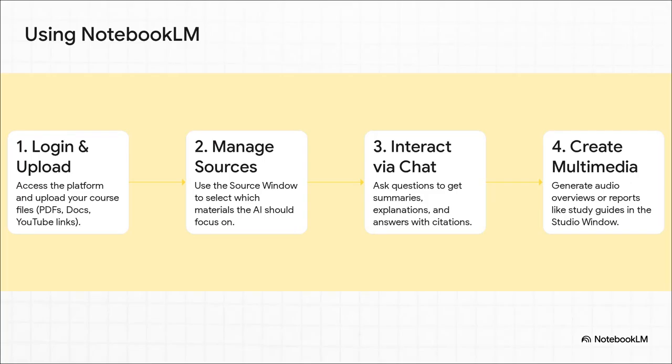So how does it actually work? It's way simpler than you might think. First, you just log in and upload your files, your PDFs, your documents. You can even drop in YouTube links. Then, you just point the AI to the specific materials you want it to focus on. After that, it's just a conversation. You can ask it questions in a chat window, get summaries, get explanations, and then, whenever you're ready, you can tell it to create bigger things, like a full-on study guide or an audio overview.